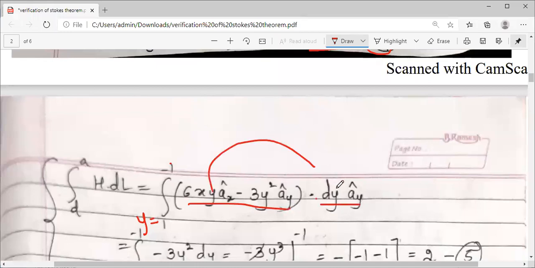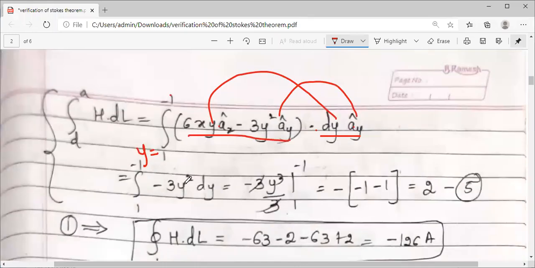Now taking the dot product between the first element and this dy ay, it will be 0. Ax dot ay is 0, but the second term will remain. That's why I have written -3y square dy, and ay dot ay is 1. -3 kept as it is, y cube by 3 integration. Applying the limits, I have got +2. So this is numbered as equation number 5.